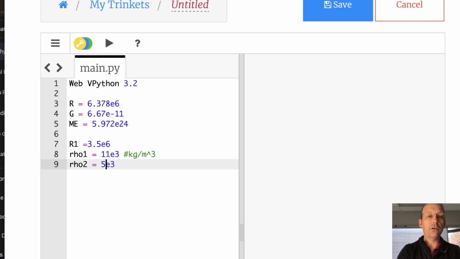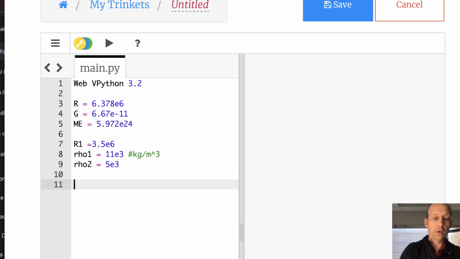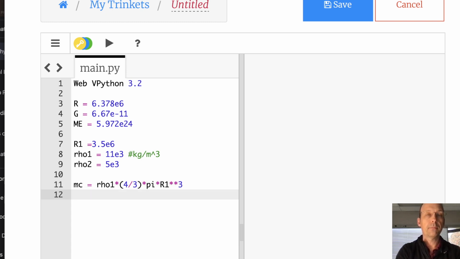Now, the first thing I'm going to do is to calculate the mass of the core. So the mass of the core is going to be the density of the core, which is rho 1, times the volume of the core, which is 4/3 times pi times R1 cubed. Now I need to find the total mass. So that's going to be the mass of the core plus the mass of the outside stuff.